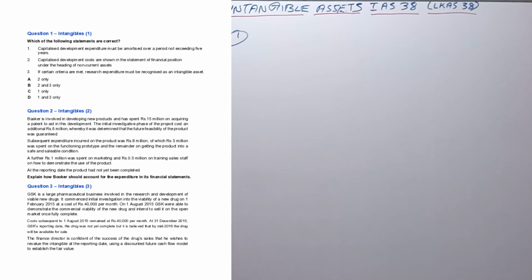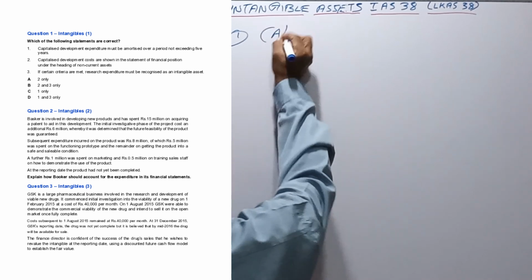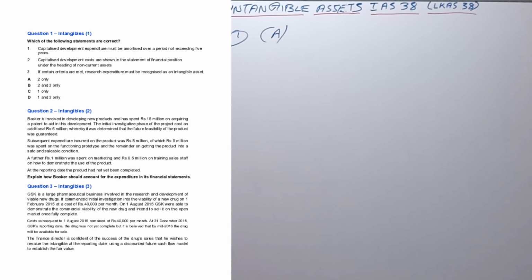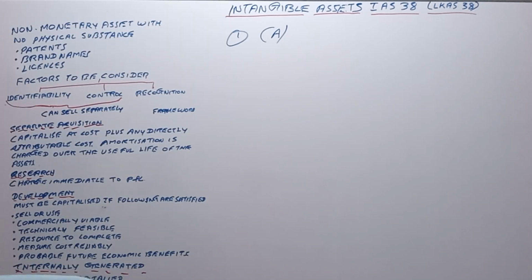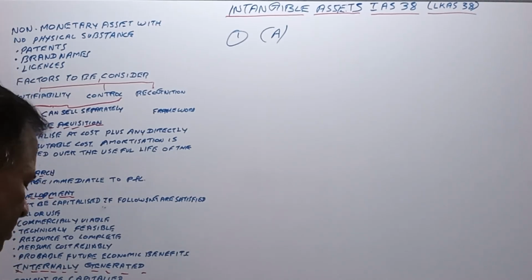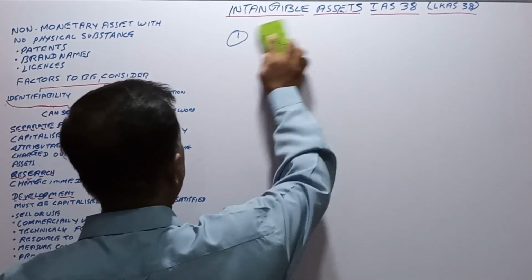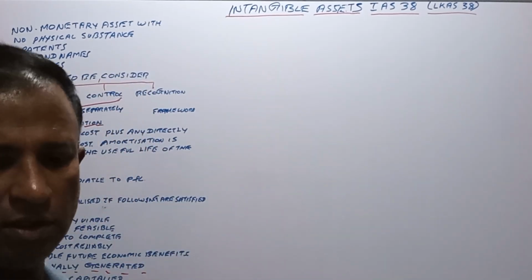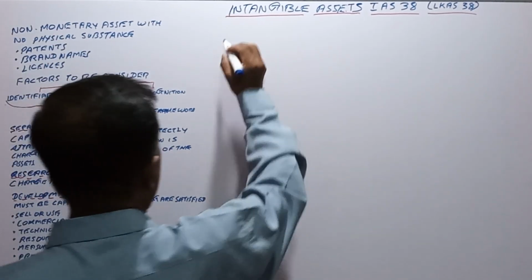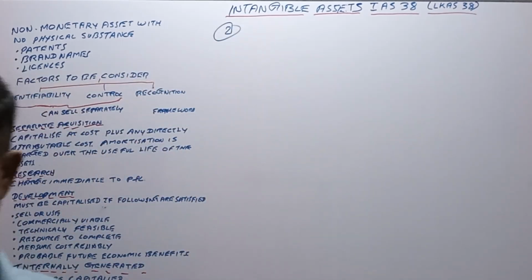Completely wrong. So the second statement is the only correct one: capitalized development costs are shown in the statement of financial position under the heading of non-current assets. That is the correct one. So we will go for question number two.